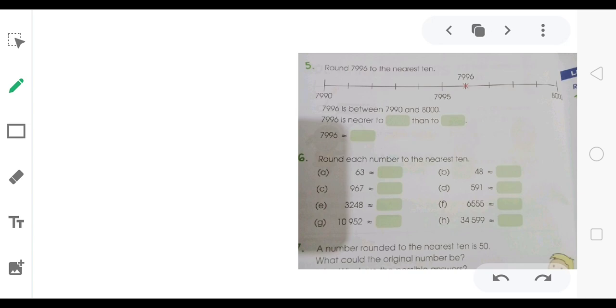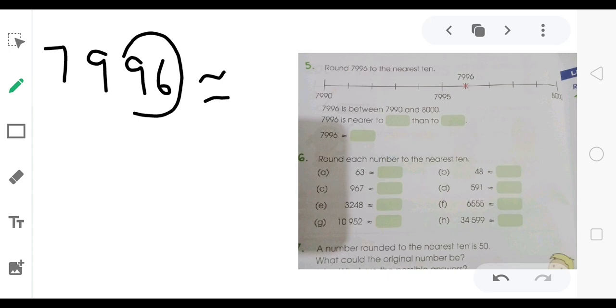Question number 5. Round 7,996 to the nearest 10. Again, listen to me. 96. You just have to check the last two digits because you are working on rounding of numbers to the nearest tens. Look at over here. 96. This is ones. So check the ones. Is it a strong number? Yes, this one is a strong number. Second thing is this, it is greater than 5.